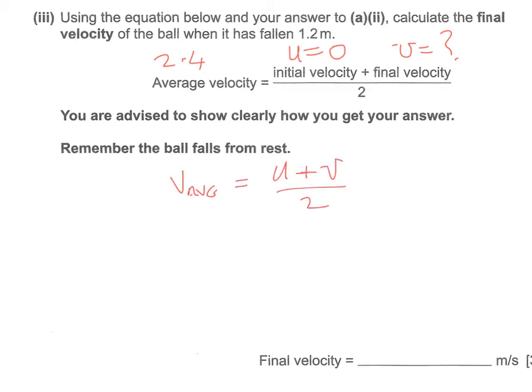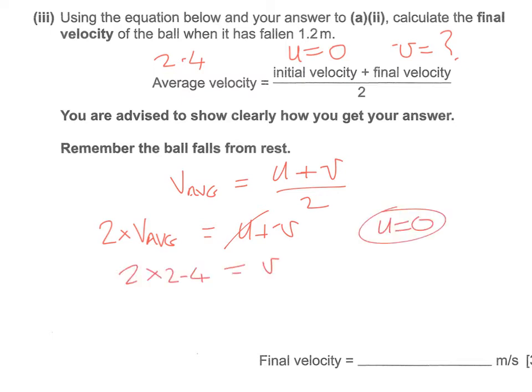So you've got V average equals U plus V over 2. And 2 times V average equals U plus V. And we know that U equals 0, so we can take U out of it. So in our case, 2 times V average will equal V, the final velocity. So V must be 4.8 then.